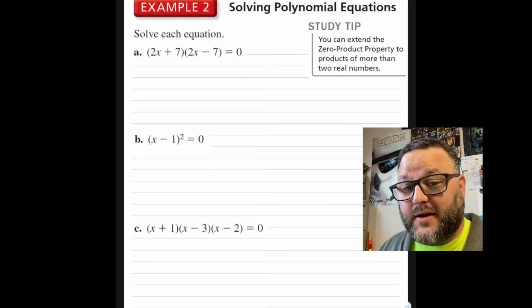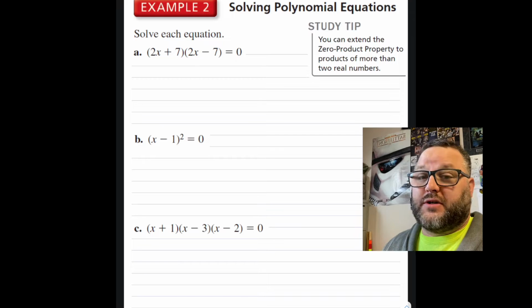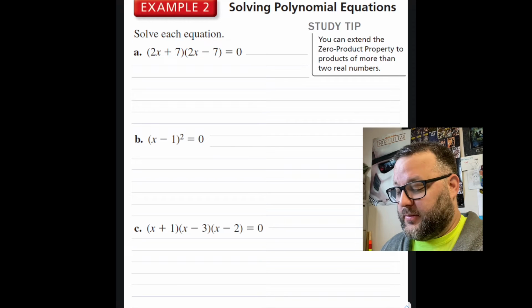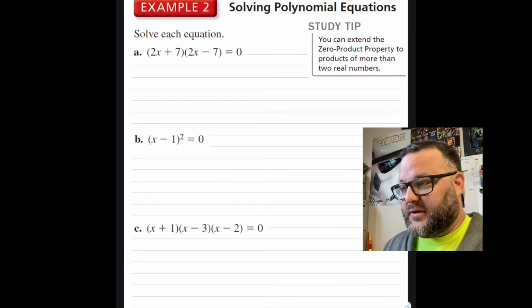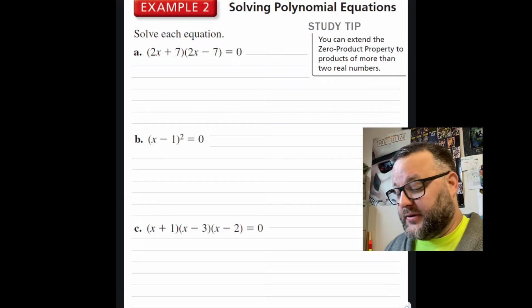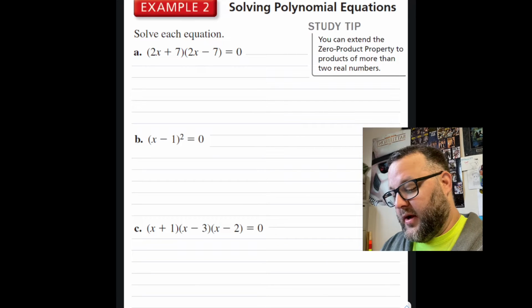All right, welcome back, ladies and gentlemen. We're talking about example 2. In this one, we're still talking about polynomials being multiplied, but it's no longer a monomial, it's a polynomial. Basically just meaning we now have two-step equations, but it functions and works exactly the same way.